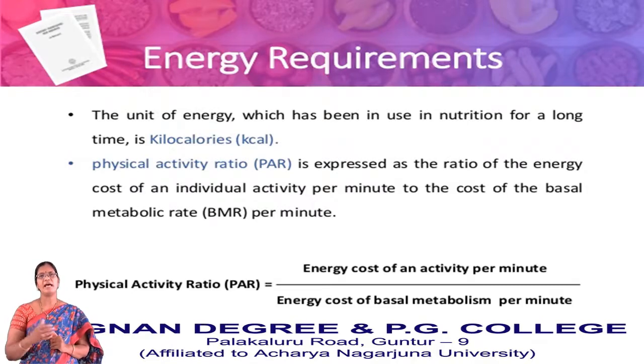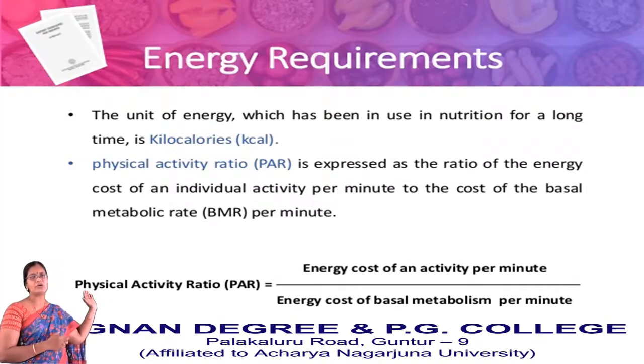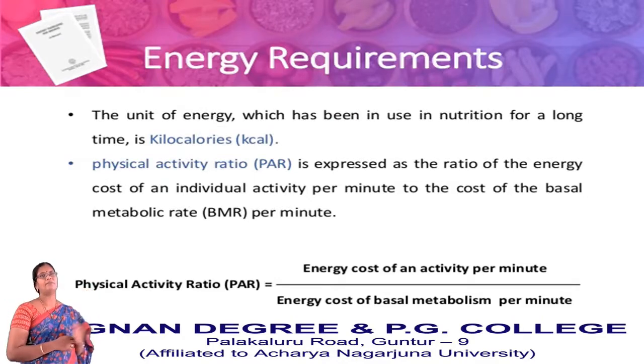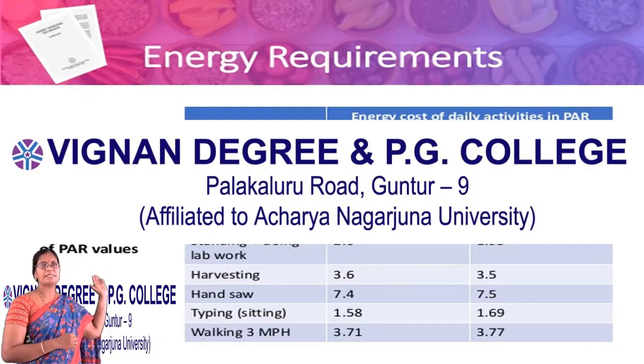So what is PAR? PAR is nothing but the ratio of the energy cost of an individual activity per minute to the cost of the basic metabolic rate per minute. It is given by the formula: PAR equals energy cost of an activity per minute divided by energy cost of basal metabolism per minute. So this is PAR. Now we will see in the present table the energy requirements for each category of people.